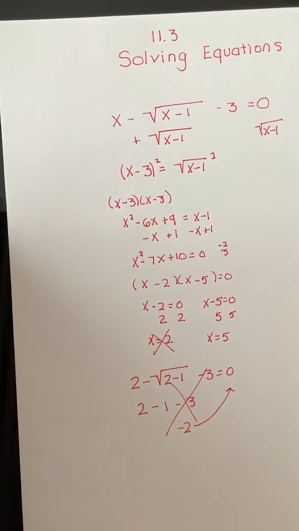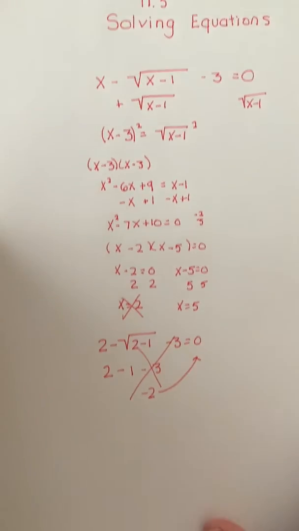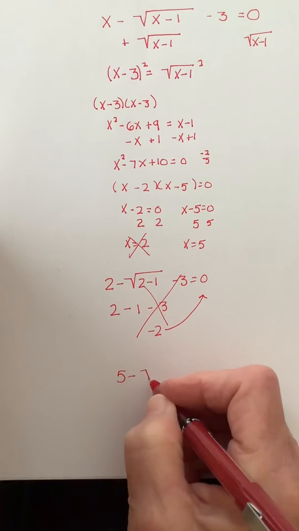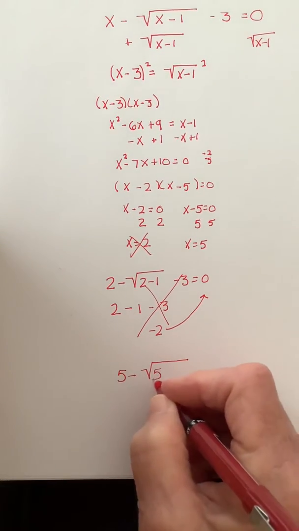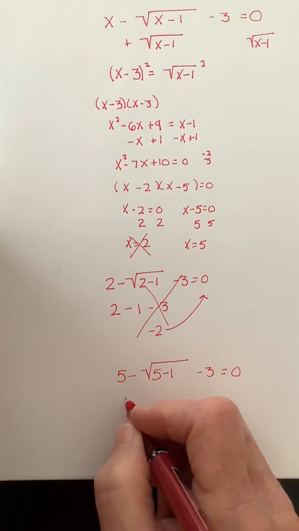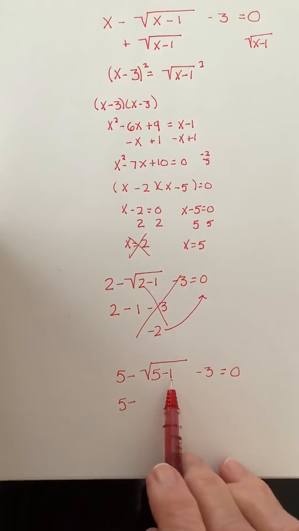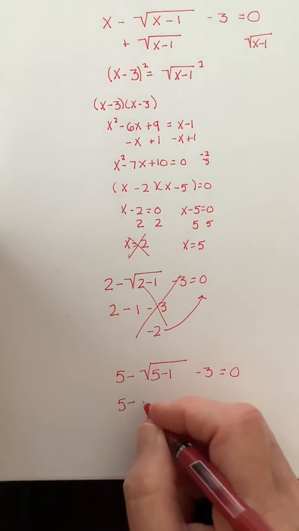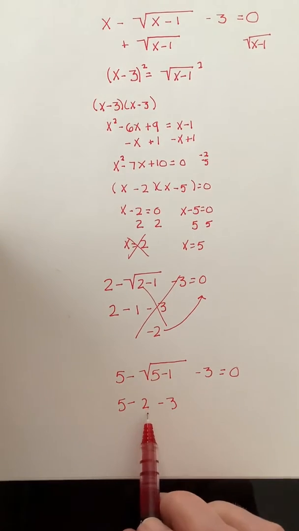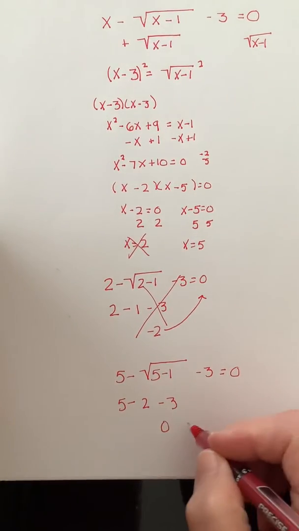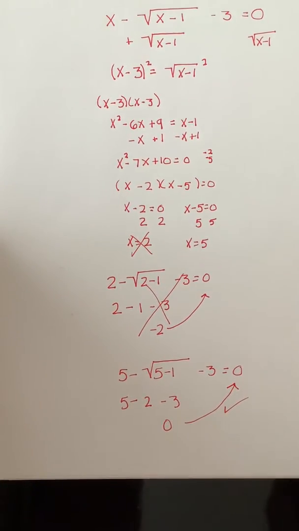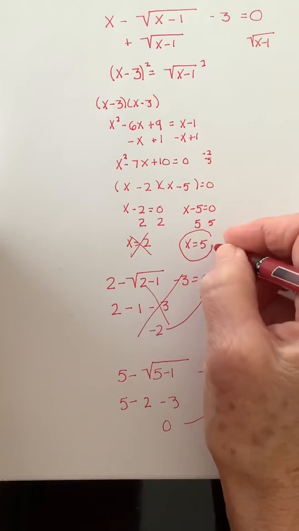Let's check 5. Let me just move this up a little bit. So I have 5 minus the square root of 5 minus 1 minus 3, and we want to see if that's equal to 0. So 5 minus 1 is 4, the square root of 4 is 2, and then minus 3. So 5 minus 2 is 3, 3 minus 3 is 0, and it works. Okay, this one checks. So we only have one solution, and it's x is equal to 5.